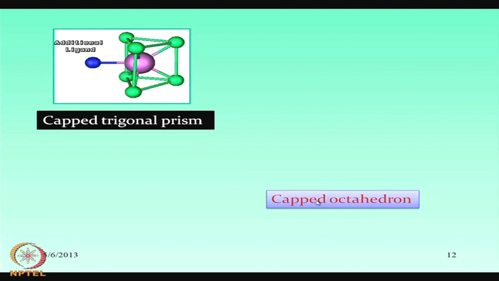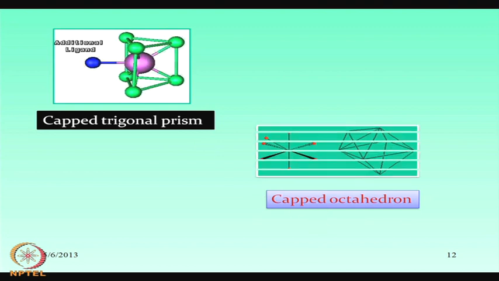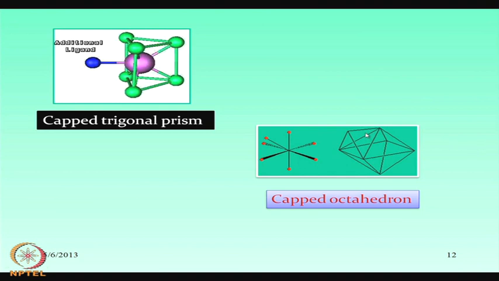Then we can have capped octahedron, where we have this regular octahedral geometry connecting all 6 positions and the sphere arrangement. And if we cap one particular trigonal face by another ligand atom, we get a coordination number of 7, and the positioning of all 7 would be like this. So, these 3 and these 3 are for the regular octahedral geometry, and this one is the corresponding extra.